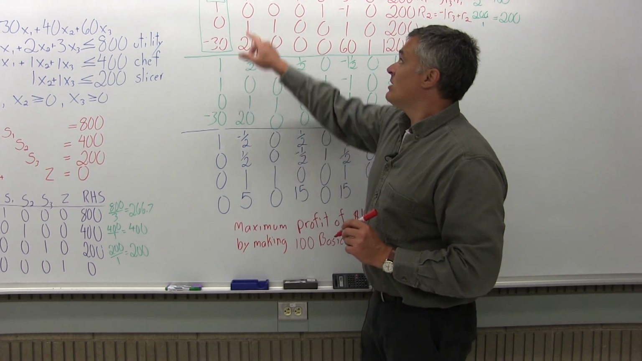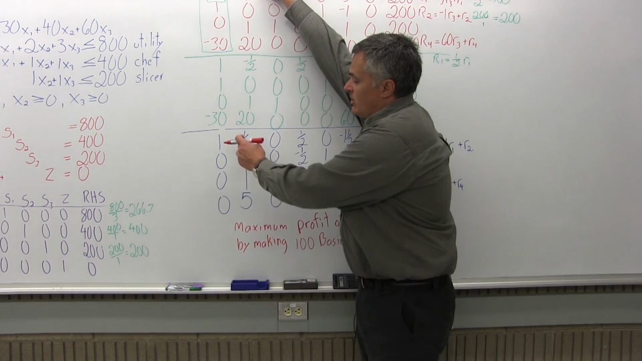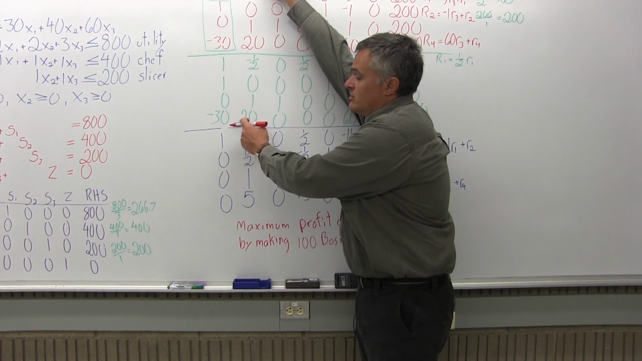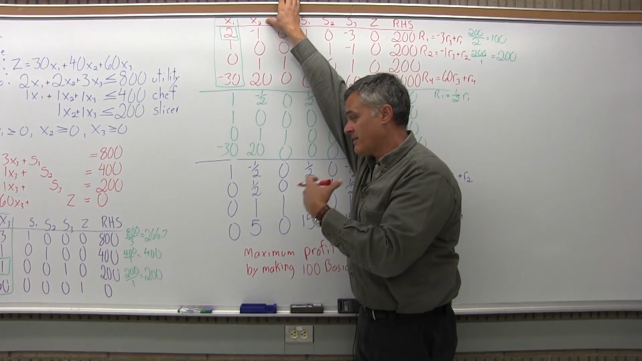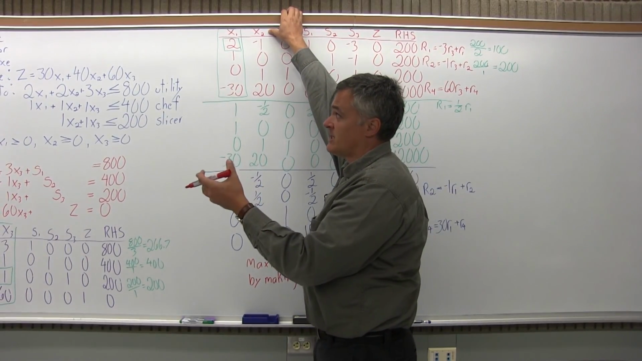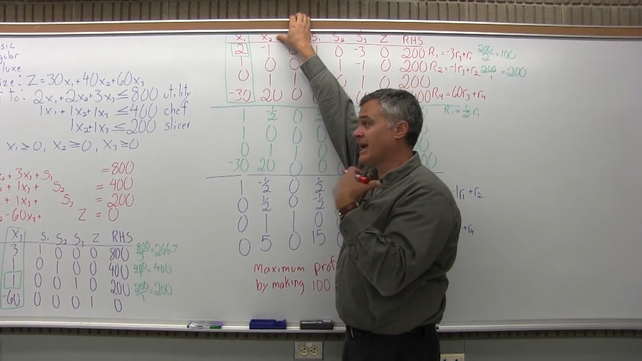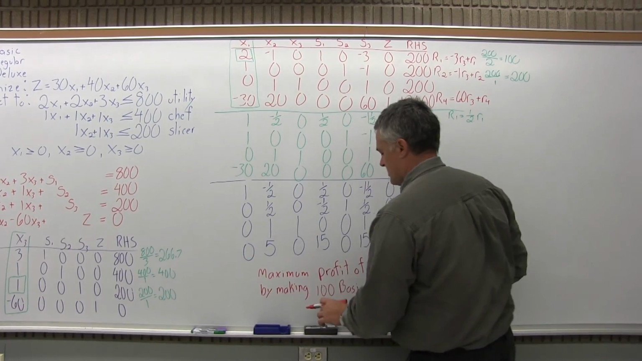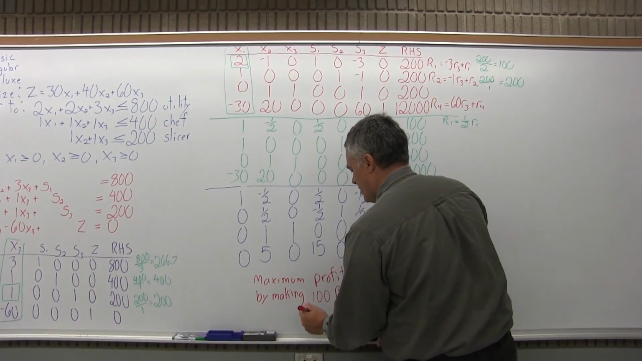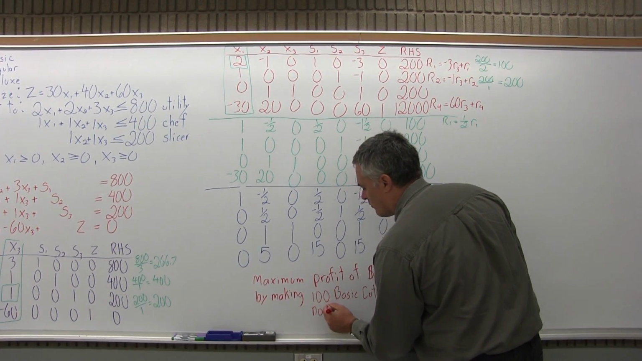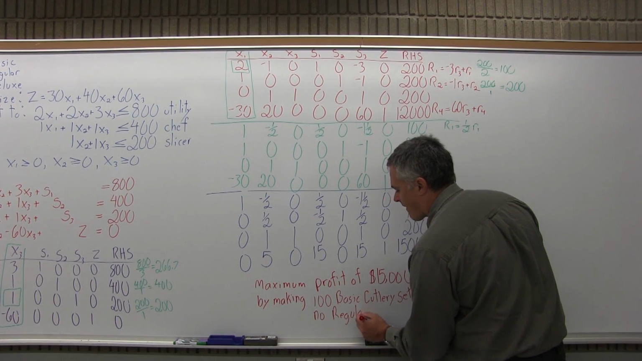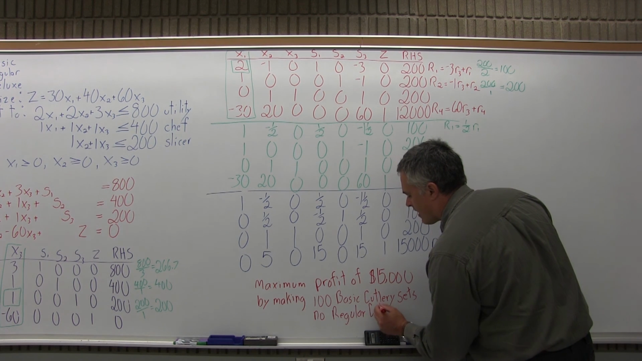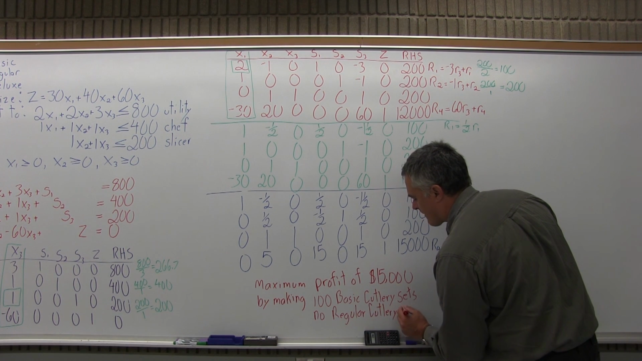Now the next column is the X2 column, and as I look in my final tableau, the X2 column does not have a special column of all zeros and a single one. So I'm not going to make any X2s, and X2 represented the regular cutlery sets, so I'm not going to make any regular cutlery sets. So I'll say no regular cutlery sets.